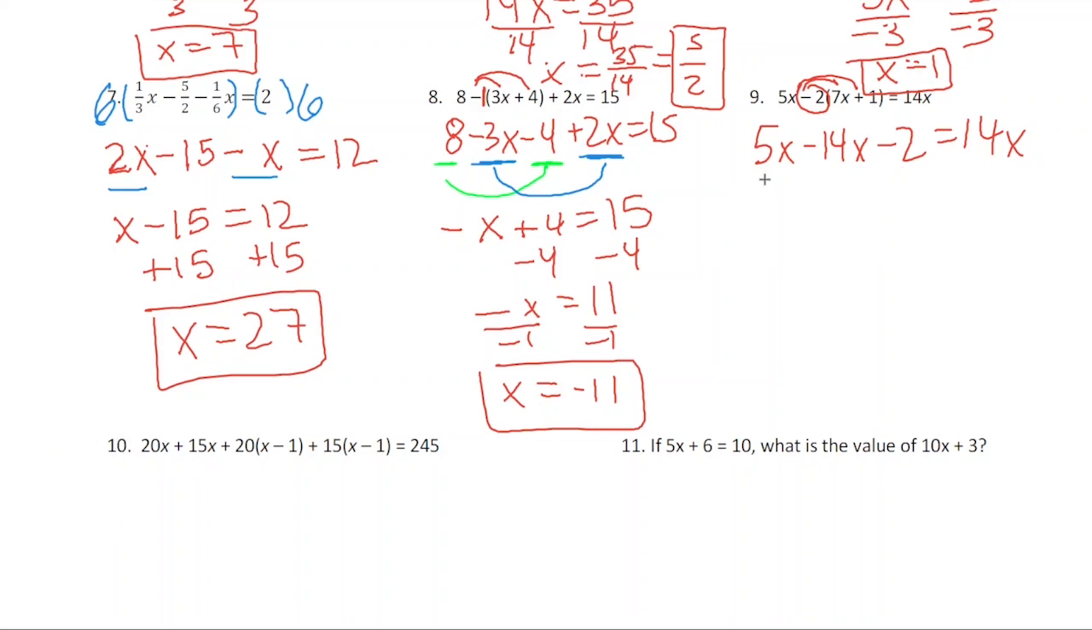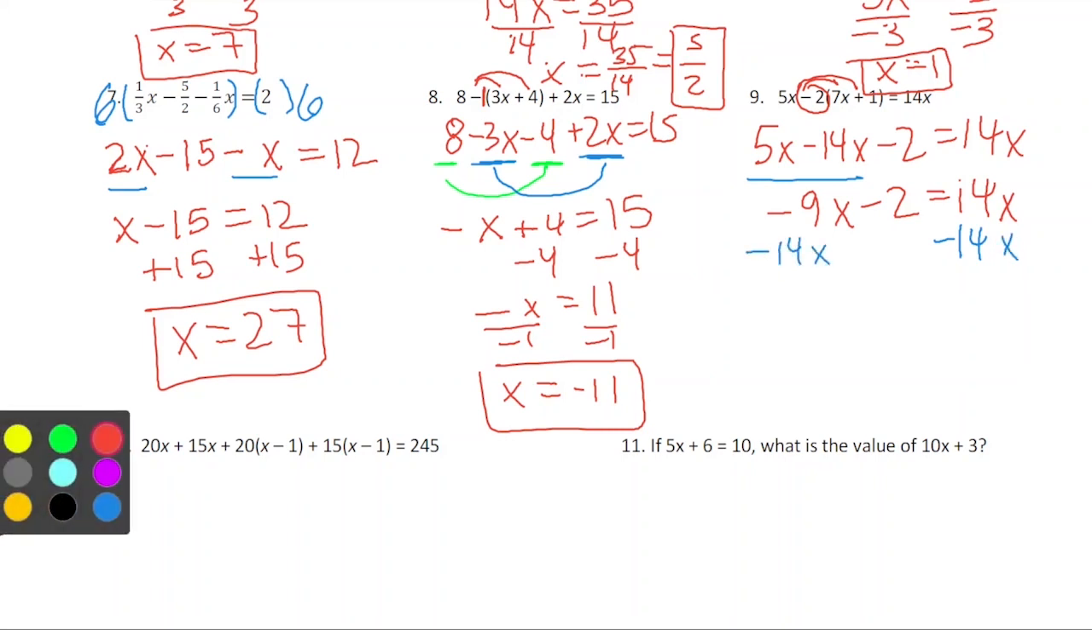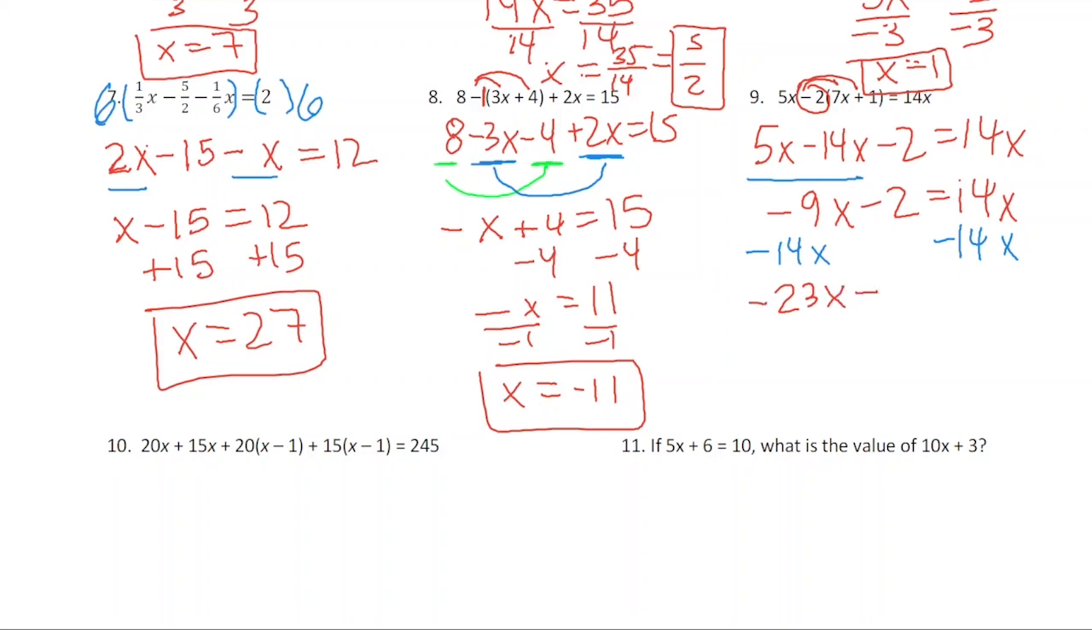Combine my like terms here, which in this case is going to be this 5x minus 14x. 5 minus 14, that's going to be negative 9x, right? 14 minus 5 would be 9, so 5 minus 14 would be negative 9. Negative 9x minus 2 equals 14x, and I need to get this x term over to the other side, don't I? So to take care of that, if you've got variables on both sides, let's go ahead and subtract the 14x on both sides. I'll combine these to get negative 23x. I'm going to add 2 to both sides.